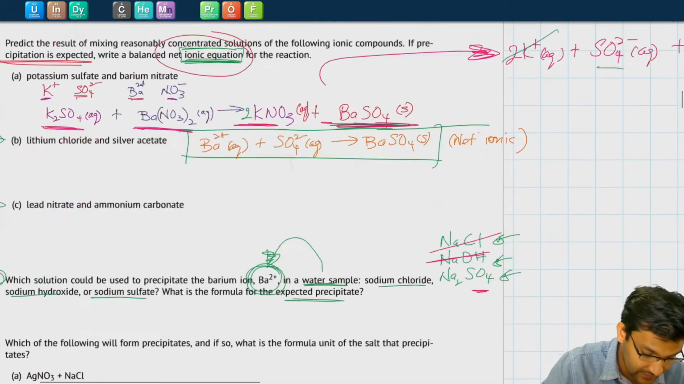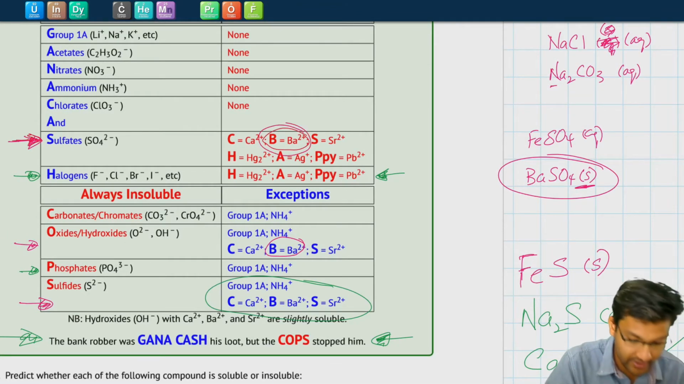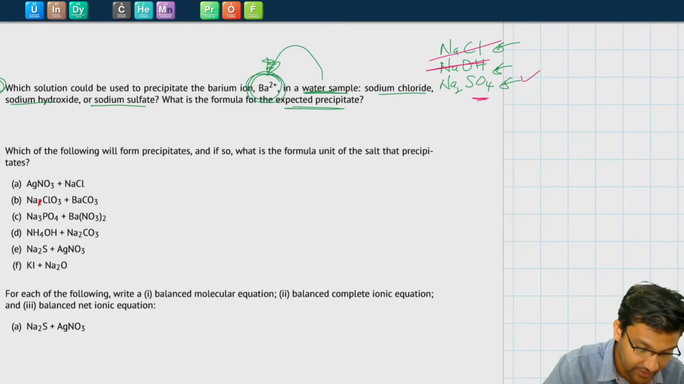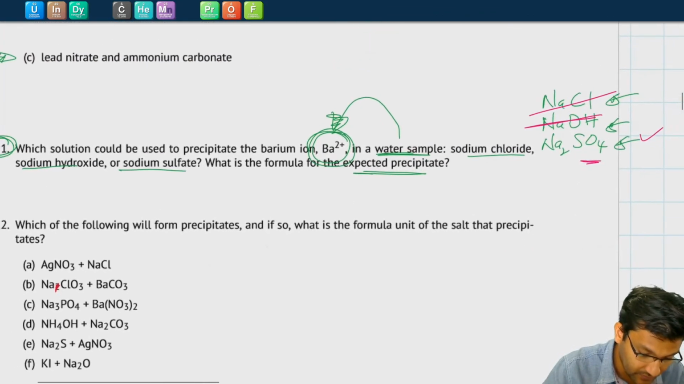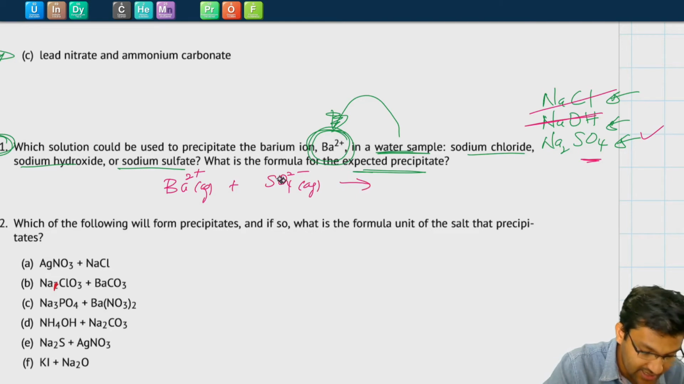Let's look at sulfates. Typically, our sulfates are going to be soluble, but look at it. Barium is an exception. So it means that if we add barium to sulfate, we will get a precipitate. So we will add sodium sulfate to our barium solution. What is the formula for the precipitate? Well, it will be the barium 2 plus and the sulfate 2 minus ions combined. They're both aqueous. This has a +2 charge, that has a -2 charge, so we just need one of each to balance them out, which means we'll end up with BaSO4 solid.